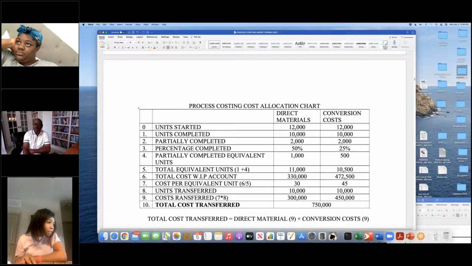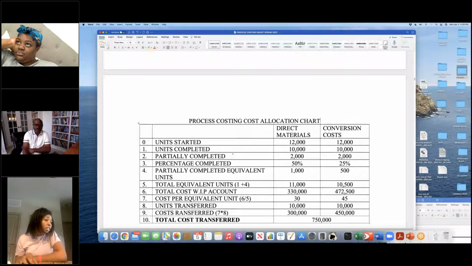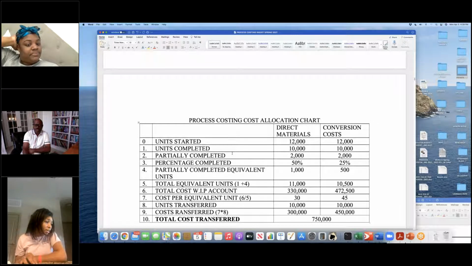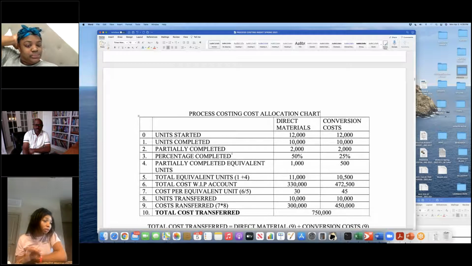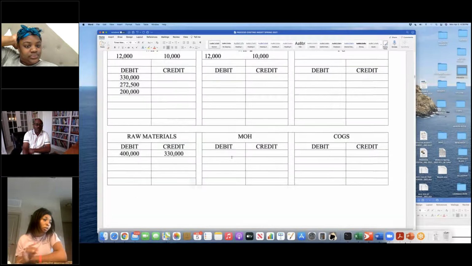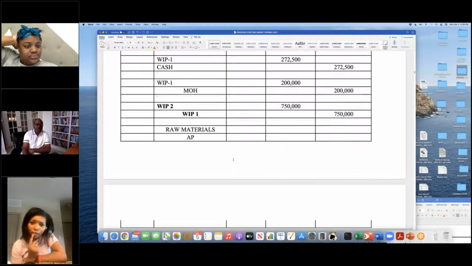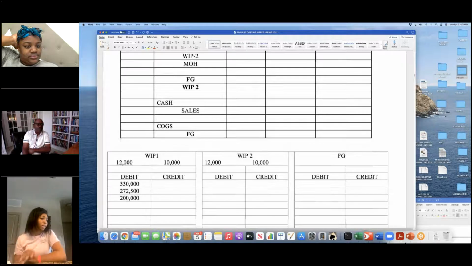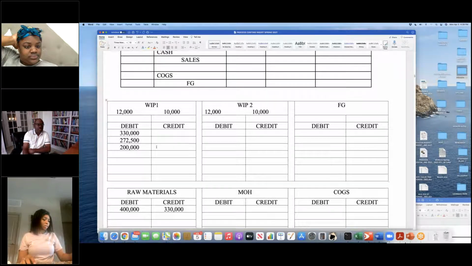So that's 750,000. Do we put that under our journal entry under work in process 2 and work in process 1, or where do we put that? Can you go back up for me? Okay. So we're going to post 750 here.